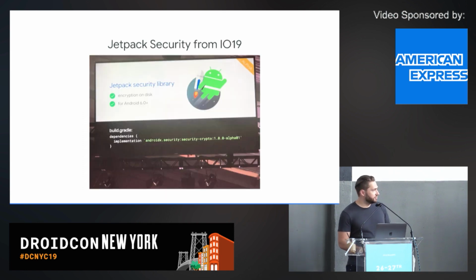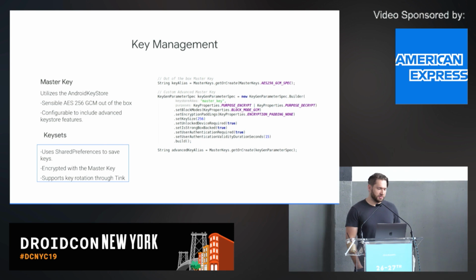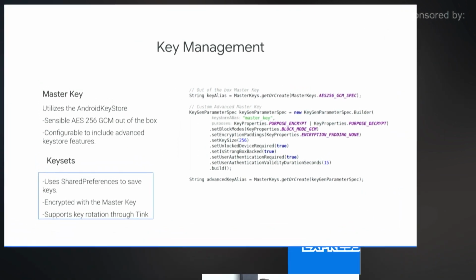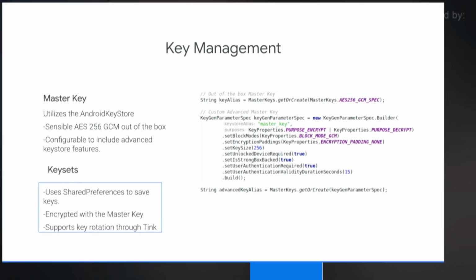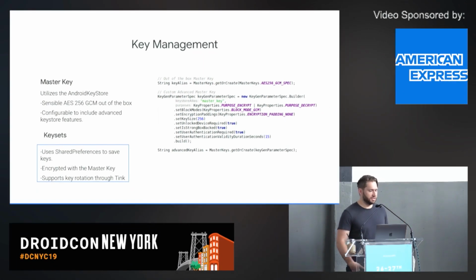So this year at Google I/O, we announced Jetpack Security, which aims to solve some of these issues. The first thing that's important with encryption is key management. That's understanding how you lock your data, how you protect your data, and where you store your keys. In the past, you used something called the AndroidKeyStore. That's still something you use today, except now you have a really easy way to do it with one line of code. We created a MasterKeys class, and this allows you to use an out-of-the-box AndroidKeyStore key.